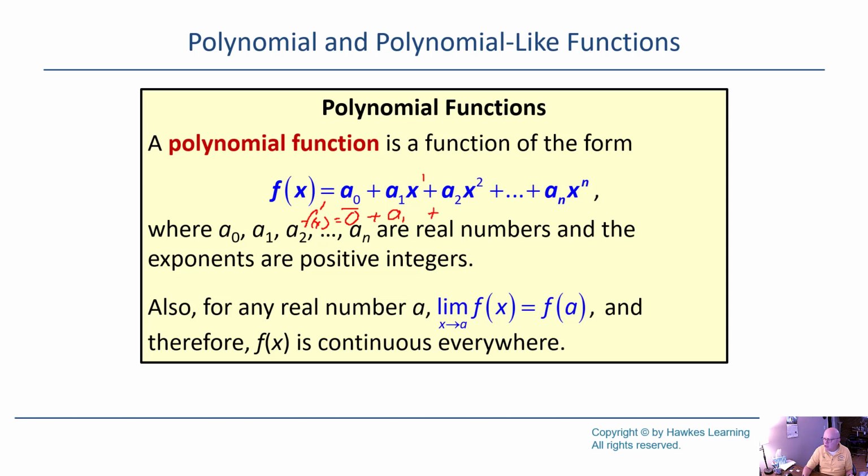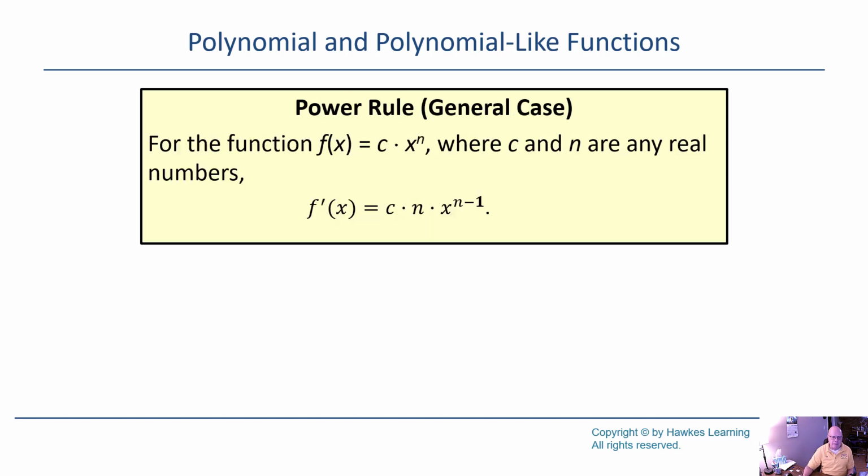On the next one, bring that 2 out front. You've got 2 times whatever that a sub 2 is, and your exponent drops to x to the 1, and so on down the line. The last one, you've got n a sub n, x to the n minus 1, will be the derivative of the last term. Very nice. Once you've got the power rule, you definitely have a lot of power when it comes to differentiating.